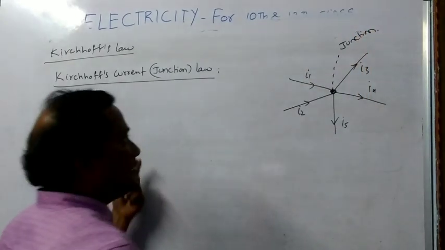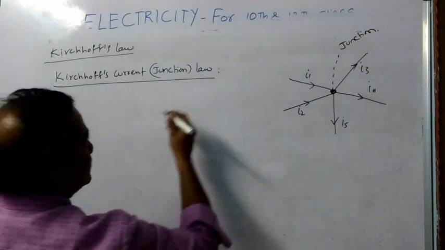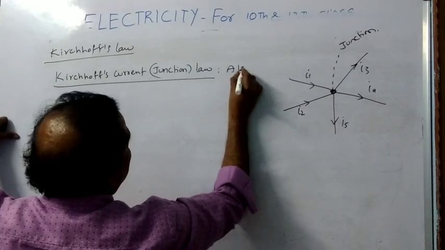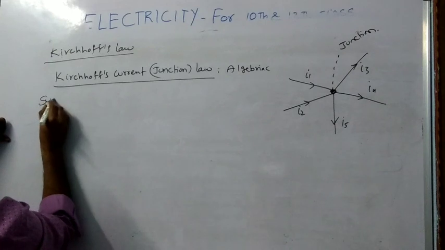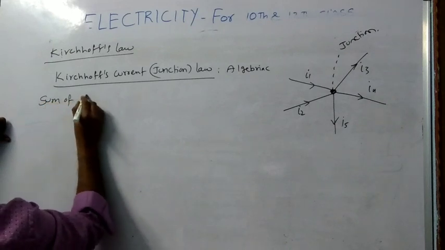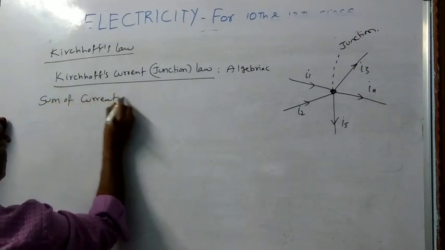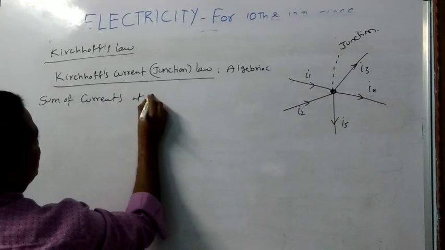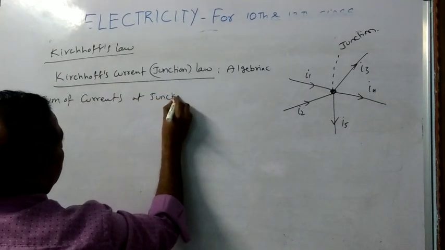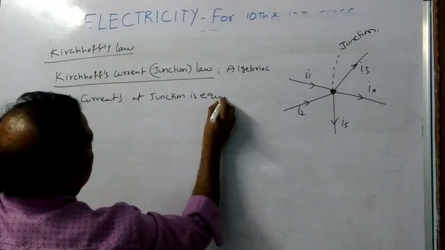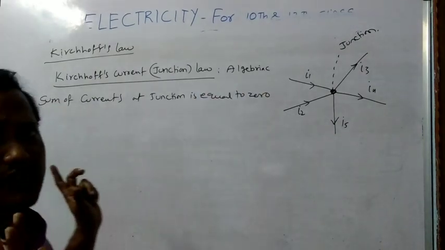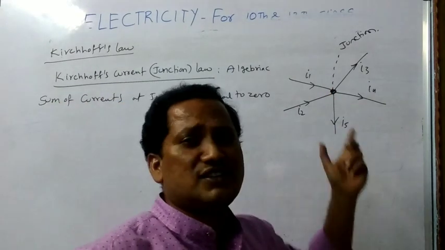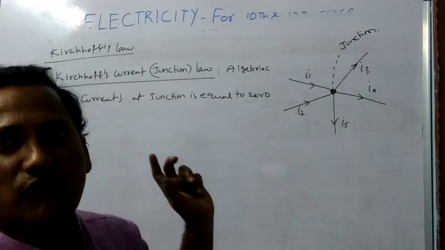So simply, the statement given here is: the algebraic sum of currents at a junction is equal to 0. This is a simple statement. The algebraic sum of currents at a junction is equal to 0. This is about the Kirchhoff current law.